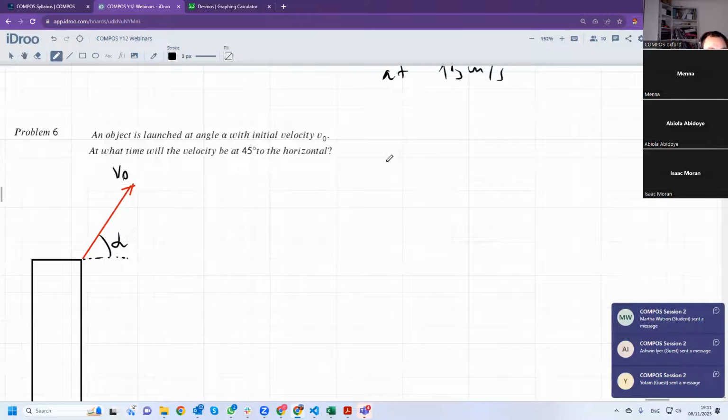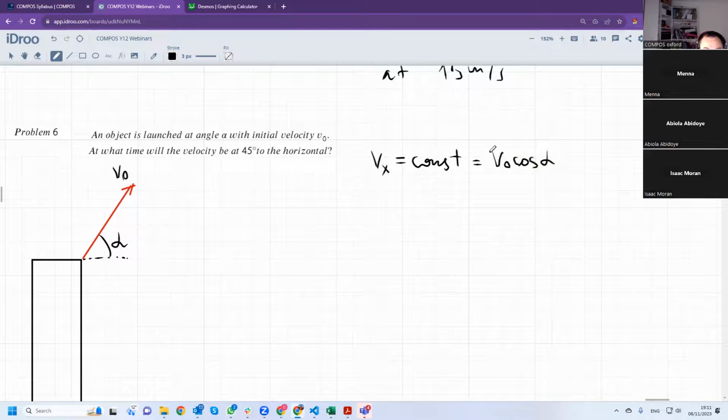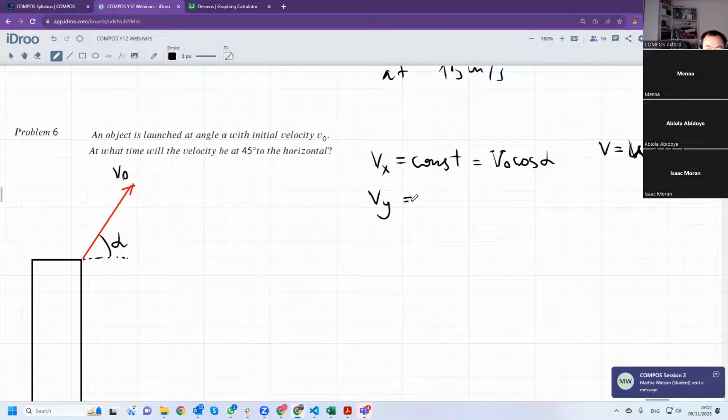So Vx is going to be constant. It doesn't change. And that's equal to V0 cos alpha. But Vy, that is going to change. And the Suvat equation that is very useful here is V is equal to U plus AT. So Vy is going to be V0 sine alpha, that's the initial velocity, minus GT.